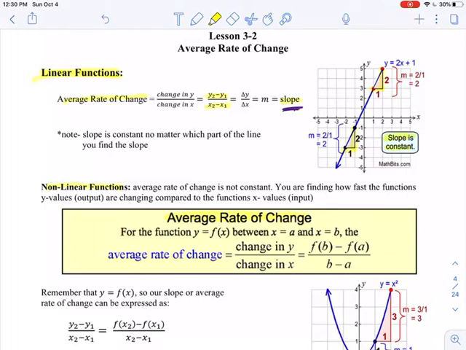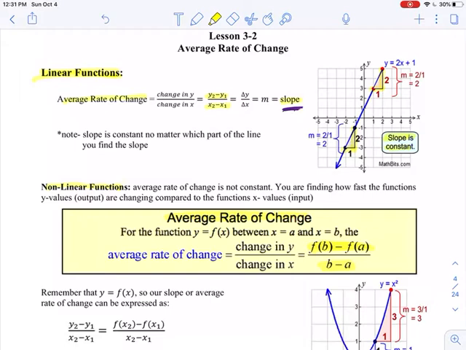So let's look at this. The average rate of change for a function y equals f of x between x equals a and x equals b. So I have to tell you which part of the function I actually want to find the average rate of change for. The average rate of change is the change in y over the change in x. How do I figure that out though? It's f of b minus f of a over b minus a. So for nonlinear functions, that average rate of change is not constant. You have to say which interval you want to find the average rate of change over.